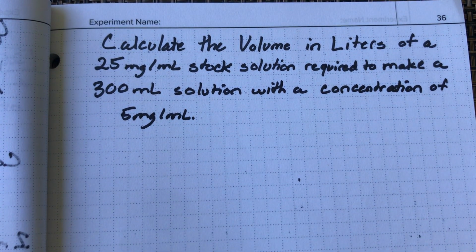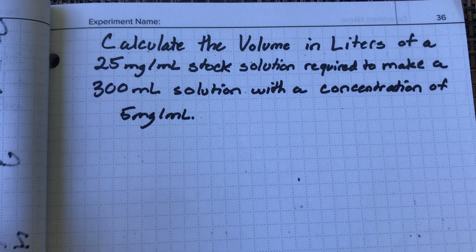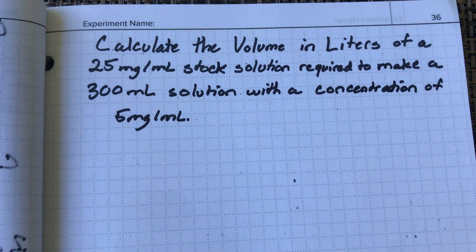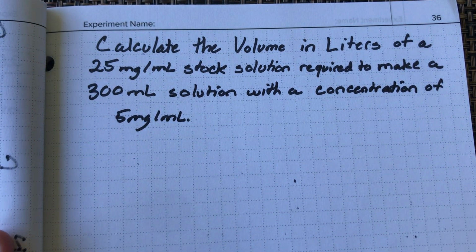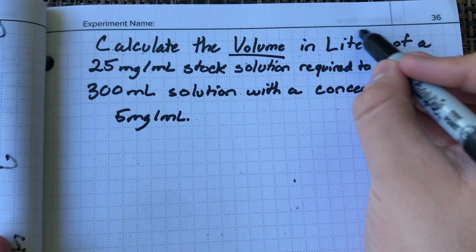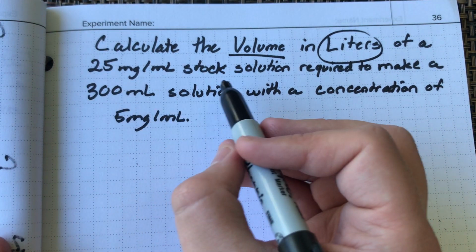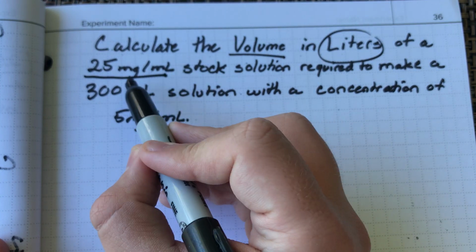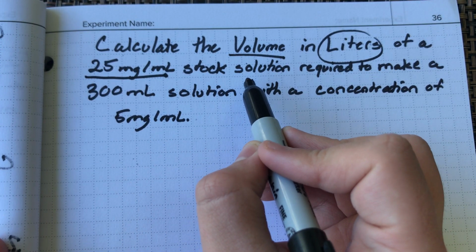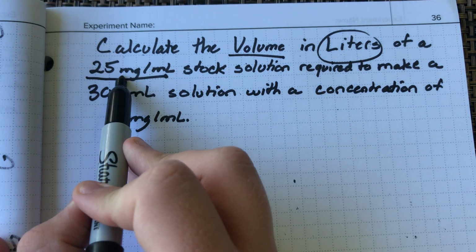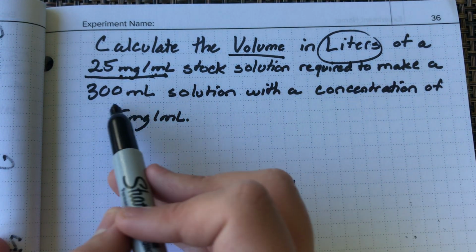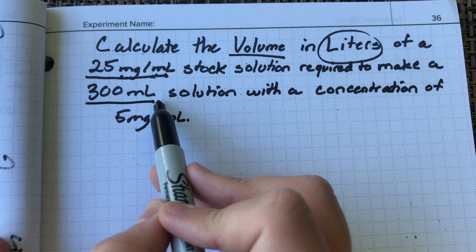Now, that's a lot. And if you saw that on the test, and even if I saw that on the test, I'd be freaking out right now, because that seems like a lot. But it's easy if we just take it step by step. We're going to take the keywords. So you're going to find the volume in liters of a 25 milligram per milliliter stock solution. So that's going to be a concentration because it has both of them in it. Okay? Required to make a 300 milliliter solution.